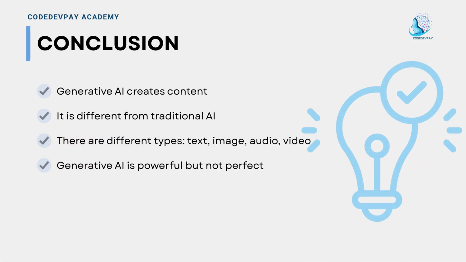So in this lesson, we've learned that generative AI creates content, and we've also seen that it's different from traditional AI. We've looked at the types of generative AI, and we've learned that generative AI is a powerful tool, but it is not all that perfect.